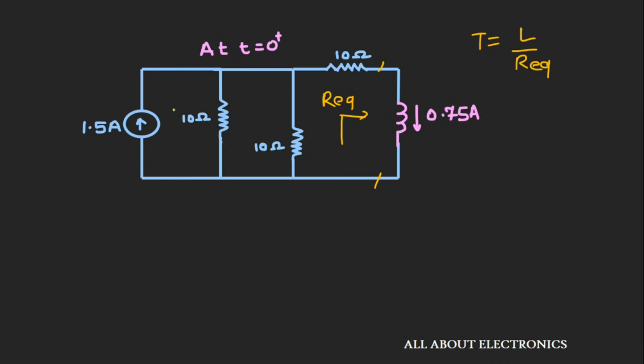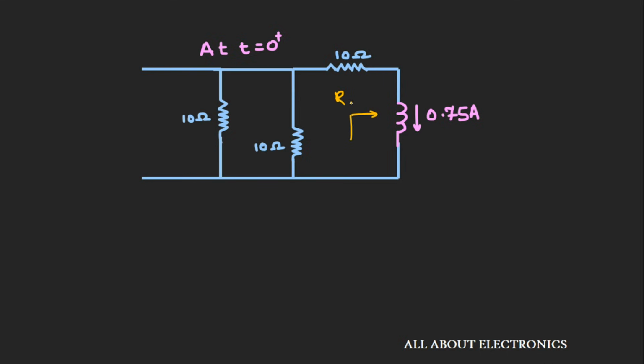So for that we need to remove all the sources connected in the given circuit. So this current source will act as an open circuit, and hence at time t equal to 0 plus, the equivalent resistance across this inductor is nothing but two 10 ohm resistors in parallel that is connected in series with this 10 ohm resistor. So R equivalent will be nothing but 10 ohm in parallel with a 10 ohm resistor, that is in series with a 10 ohm resistor, which will come out as 15 ohm.